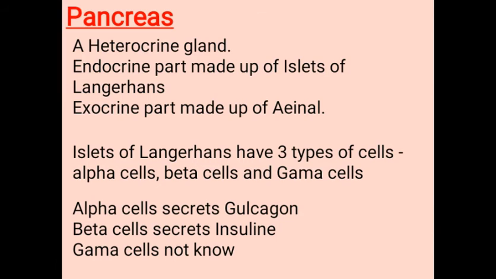Now we know about sugar levels. The normal range of sugar in blood is 80 to 120 mg per 100 milliliter, which is now changed to 70 to 110 mg per 100 milliliter blood.